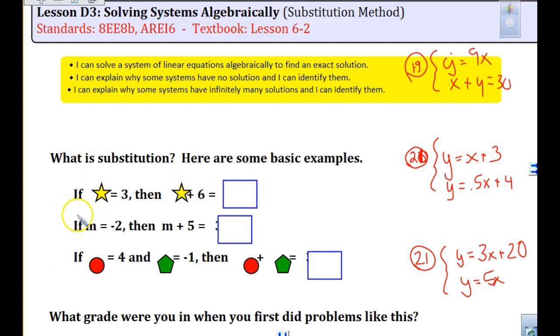Here are some basics. You remember in elementary school when you started out, you might have said a star was 3, then what is star plus 6? And you would have said, oh, well, that's 3 plus 6, which gives us 9, right? Well, now we get into the algebra part, and you did this in pre-algebra last year. M equals -2, and it says, well, what is M plus 5? Well, you substitute it in for M, just like when we do our checking. You plug in -2 plus 5, and you go, oh, the answer is 3. And here it says, oh, this circle is 4, and this pentagon is -1. So what are these two things going to be when we add them? We would have had 4 plus -1, which is still going to give us 3.